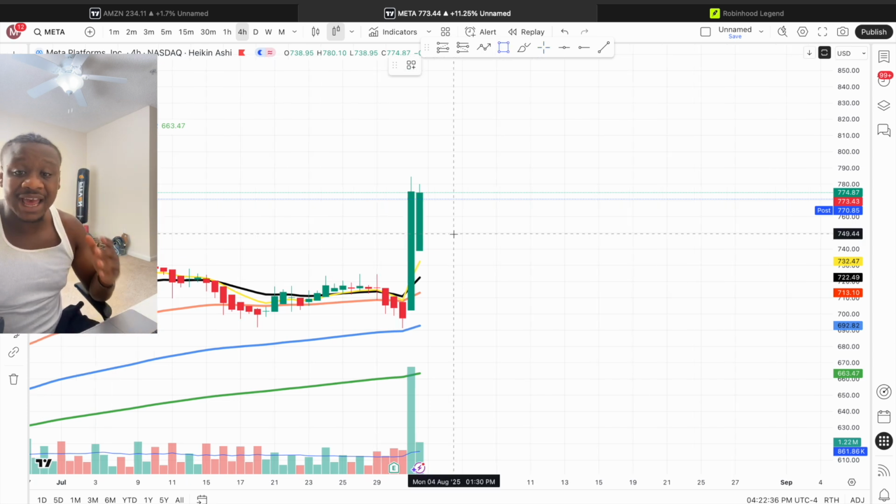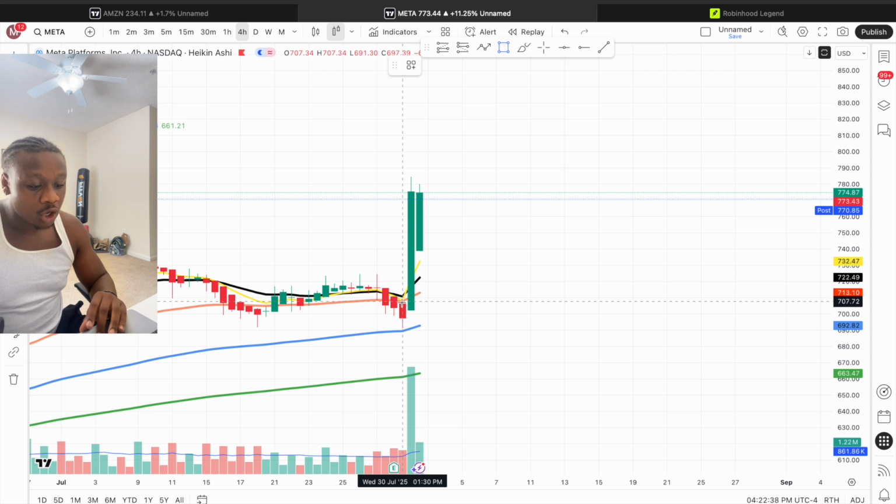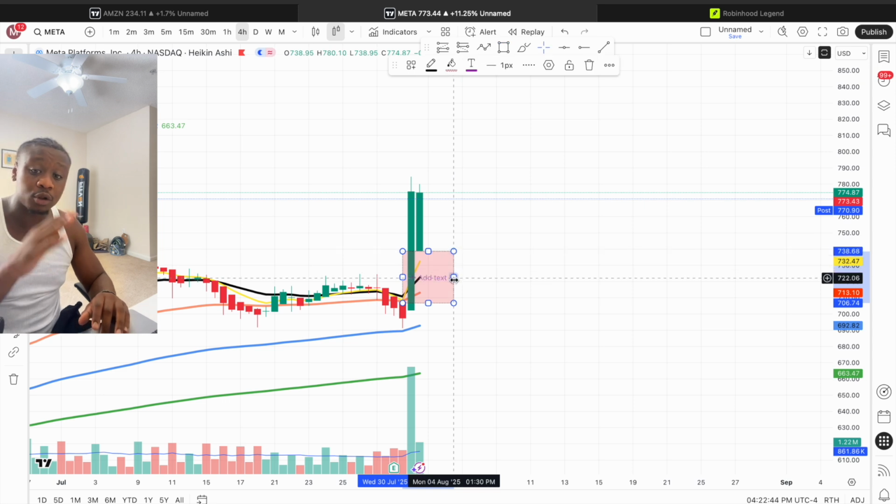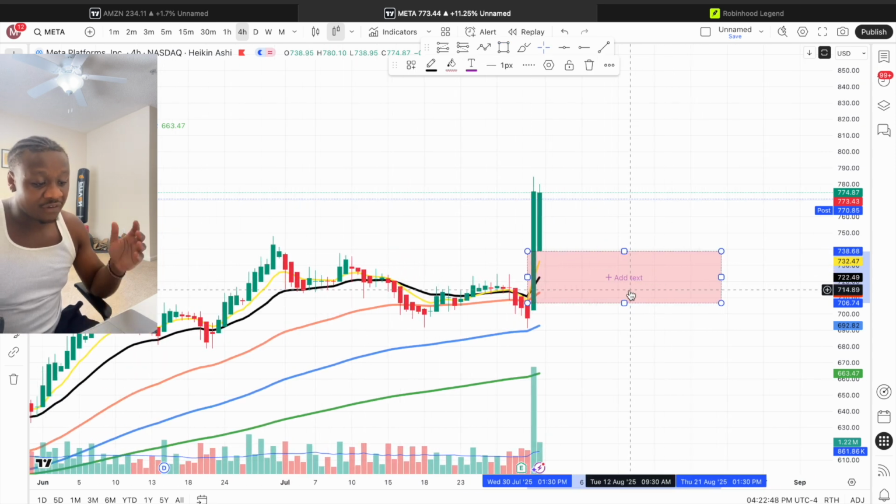So to create and draw our fair value gap, we go to the top of our first candle and the bottom of our third candle. And this is for a bullish structure. And that's how you draw your fair value gap.